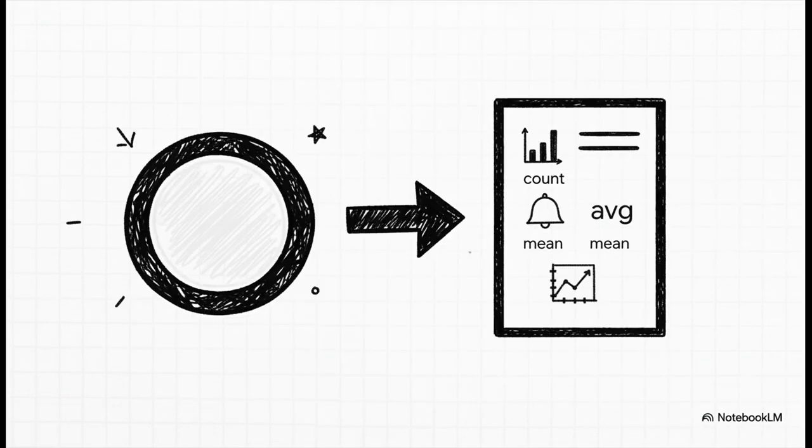Oh, this next one? This is a game changer. The .describe command is just a powerhouse. With this one command, you get an instant statistical profile of your evidence. For example, a marketing analyst could use this to see the average customer age, the highest purchase amount, and how much spending varies, all in one go.